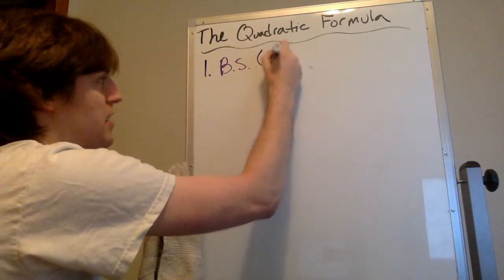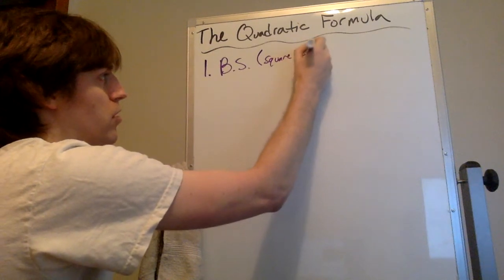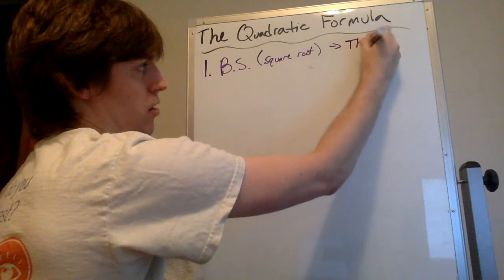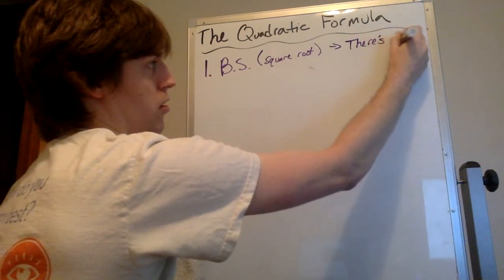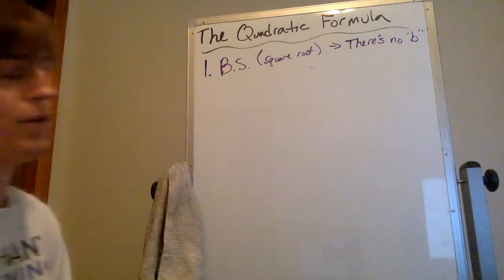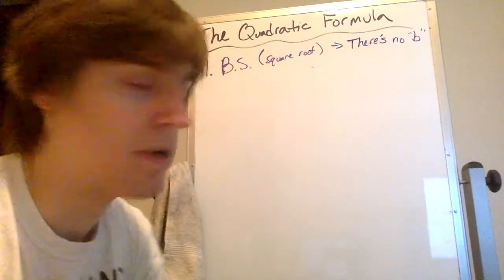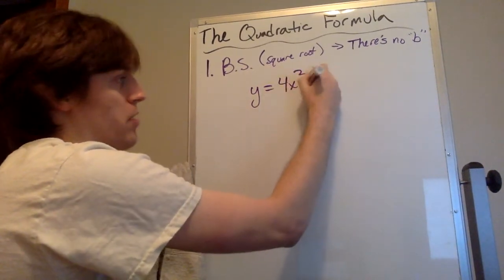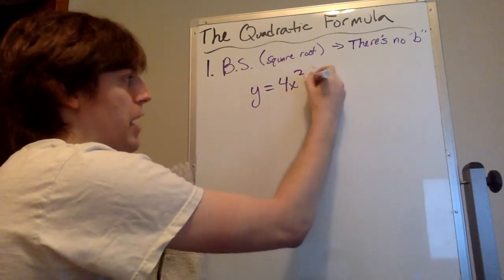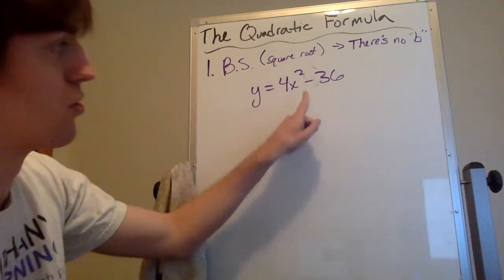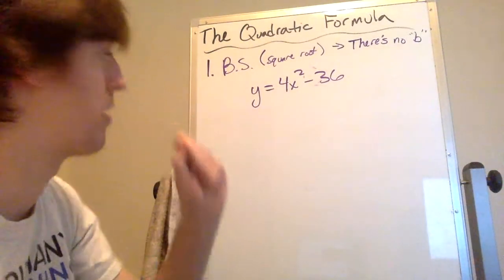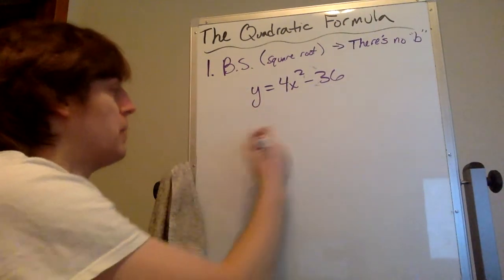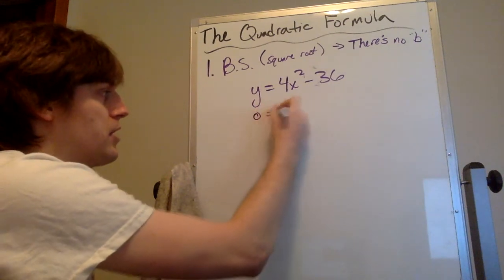Or typically it's the square root method. You can do this when there's no b. If you don't know what that means, it's like there's no middle term. It's just, for example, y equals 4x squared minus 36. Okay, so there's no plus 2x or whatever in there at all. So the way you solve this is you set it equal to 0, and you do da-da-da.